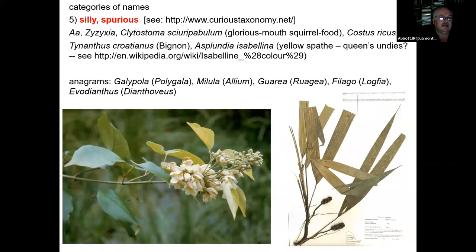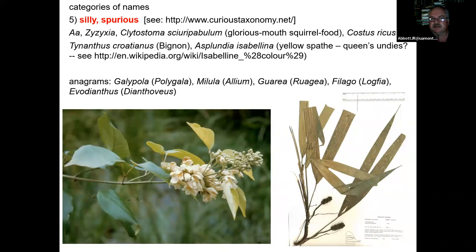Tynanthus croatianus, that's not the way that word should be spelled. It should have been croatii. It should not have had the anus at the end of that word there. Tom Croat is a very prolific researcher who works with the Bignoniaceae family. And the person who described this was commemorating Tom, but at the same time kind of making fun of him by talking about Tom Croat's anus, basically. The guy that described this was telling the story, and he did it on purpose. He deliberately used a grammatically incorrect ending just to be vulgar, just to be crude, right?